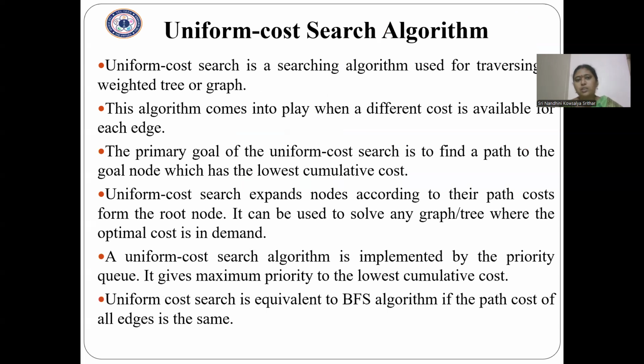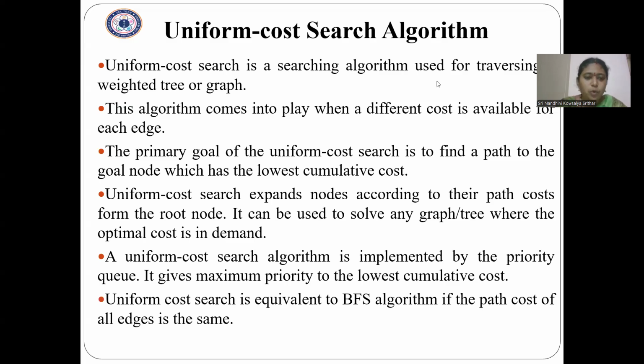Then the uniform cost search algorithm. It is a traversing weighted graph algorithm. From one node to another node, we have a cost. So based on the cost, we choose the next node.